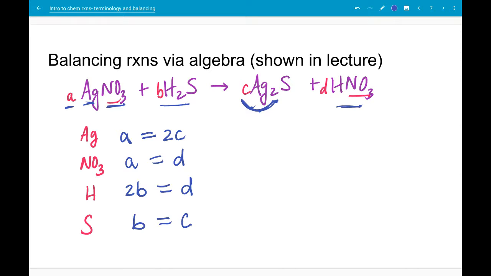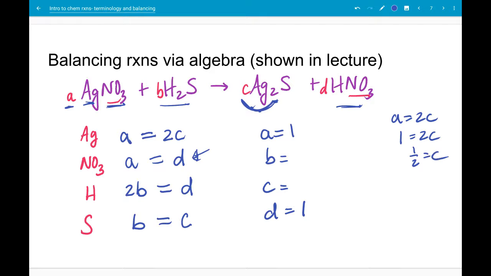So what we can do is say A equals 1 to make our life easier, and we're just going to solve them. So if A equals 1, I might go to this reaction next and go, okay, D is 1. And then I can solve over here. If I use this equation, A equals 2C. If A is 1, that means 1/2 is equal to C. So 1/2 would be C. And then if C is 1/2, according to this reaction, the B would be 1/2.